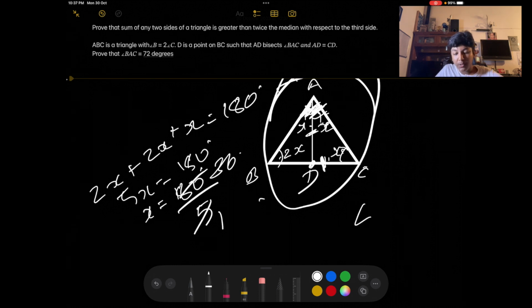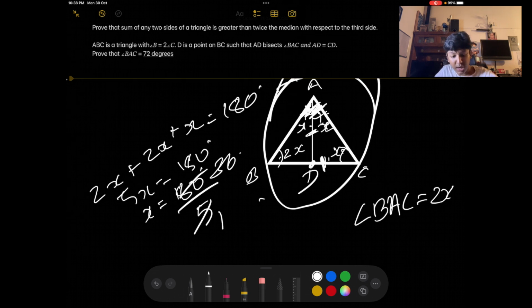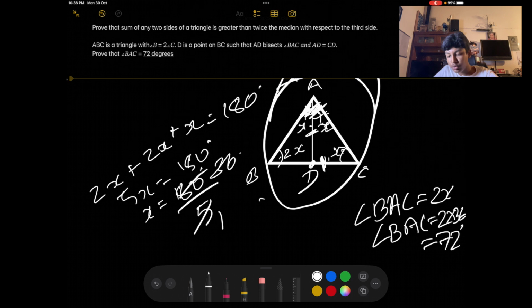And what was angle BAC? Angle BAC was equivalent to 2x, as we can see over here, x and x. So angle BAC is 2x. X is 36 degrees. So angle BAC is equal to 2 times 36, that is equal to 72 degrees, that we had to prove, right? That we had to prove.